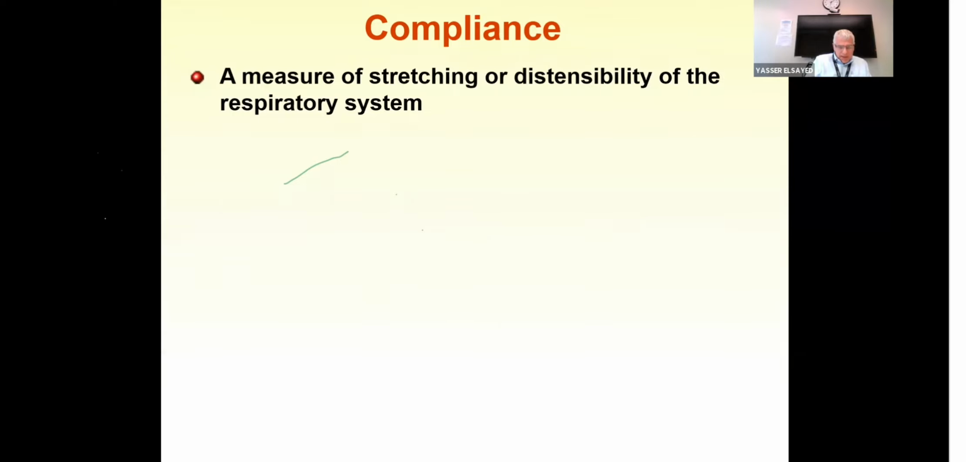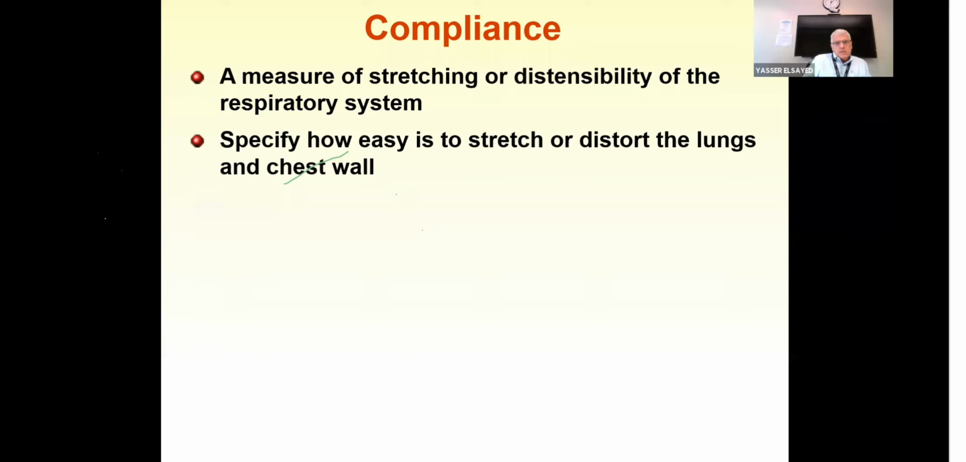Okay, so let's talk now about some terms that will help us understand a little bit more about mechanical ventilation and how we ventilate babies. So one important concept is the concept of compliance. Now, compliance is a measure of stretching or distensibility of the respiratory system. It specifies how easy it is to stretch or distort the lungs and chest wall, okay?